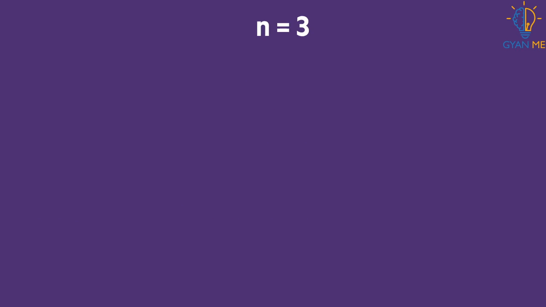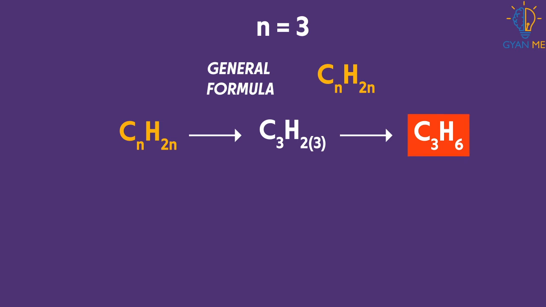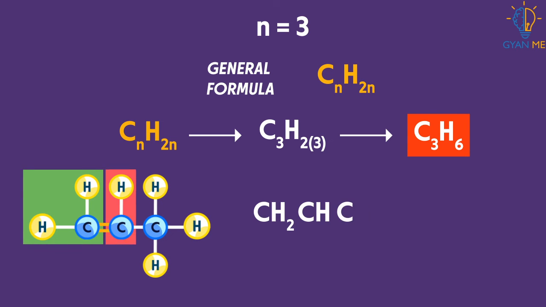Say for example, if we take n equal to 3 in the general formula of the alkene group, what will be the number of hydrogen atoms in this compound? As we know, it's 2 times n. As we have n as 3, we have the total number of hydrogen atoms as 2 times 3, that is 6. So the formula will be C3H6, also written as CH2=CHCH3. Its structure will be like this.